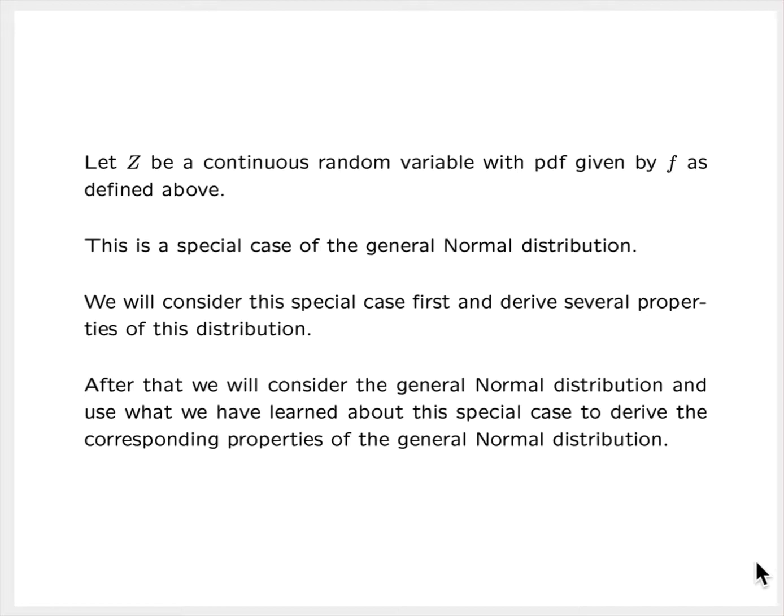Now let's let the random variable z be a continuous random variable with PDF given by this function f as we've defined it on the previous slide. This particular distribution is a special case of the more general normal distribution. We're going to consider this special PDF first and derive several properties of this special case distribution. And then once we've done that, we're going to consider the more general normal distribution and use what we've learned about this special case to derive the corresponding properties of the general normal distribution.